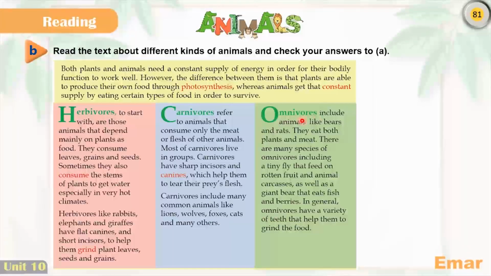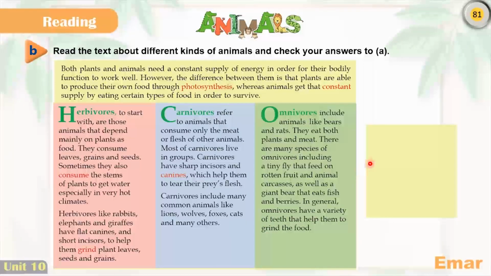Omnivores include animals like bears and rats. They eat both plants and meat. There are many species of omnivores, including a tiny fly that feeds on rotten fruit and animal carcasses, as well as a giant bear that eats fish and berries. In general, omnivores have a variety of teeth that help them to grind the food.